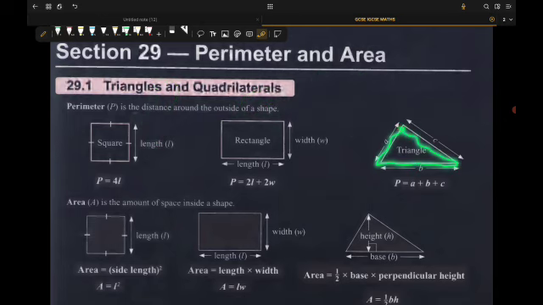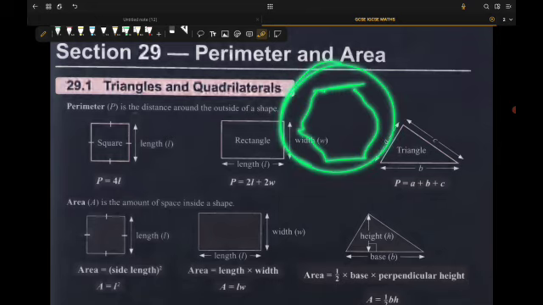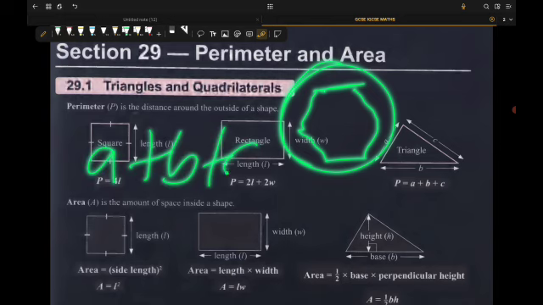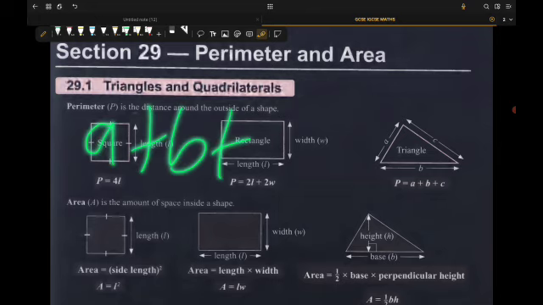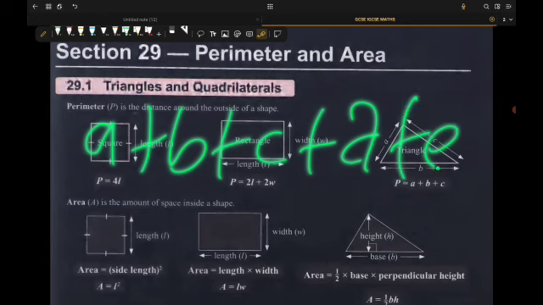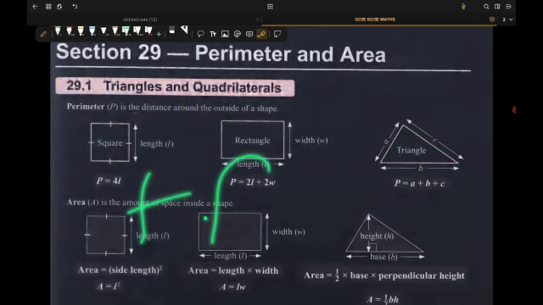Because the triangle has three sides, it then means a pentagon, which is any polygon with 5 sides. To get the perimeter, we say A + B + C + D + E. For a hexagon, which is a polygon with 6 sides, the perimeter will be A + B + C + D + E, 1, 2, 3, 4, 5, plus F.